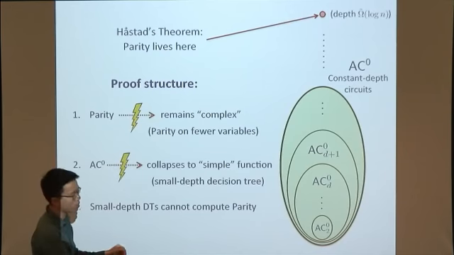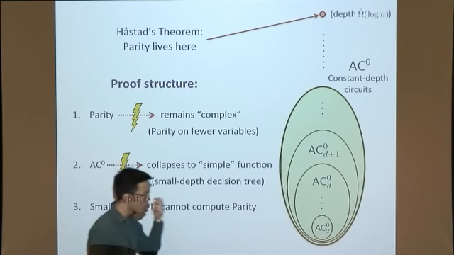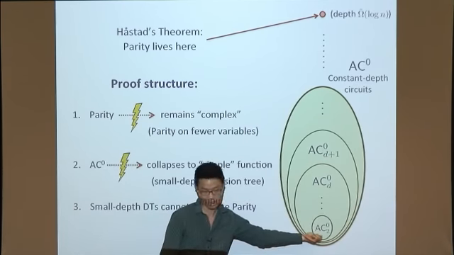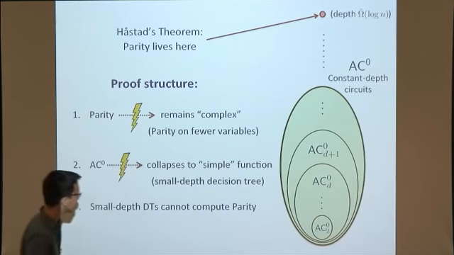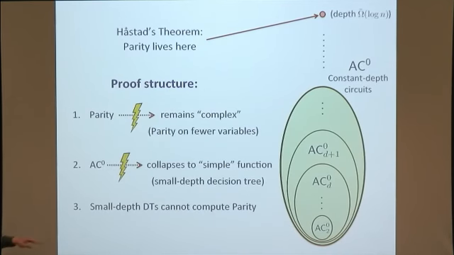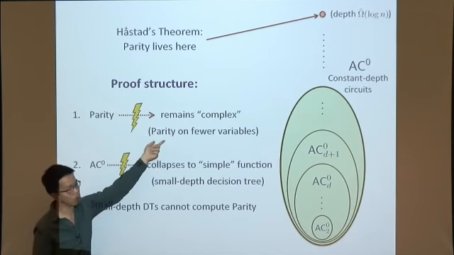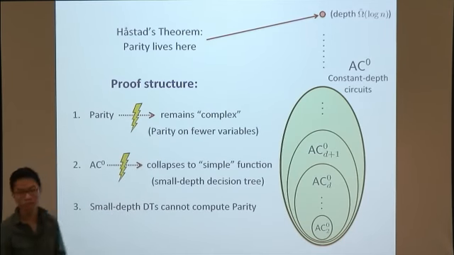You take AC0 and you hit it with a random restriction, you argue that it collapses to a really, really simple function, a small depth decision tree, which roughly speaking lies within here. It lies within like the bottom level circle. And then if you can argue these two, then to finish it off, you just argue that simple functions cannot compute complex functions, and you're done, right?